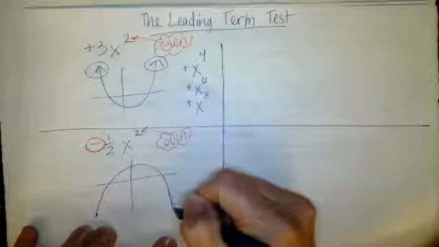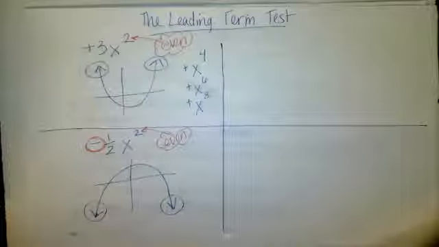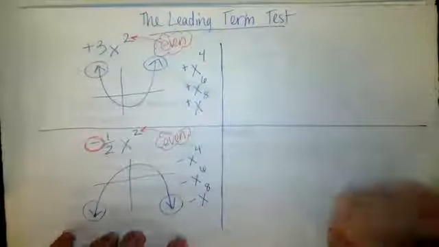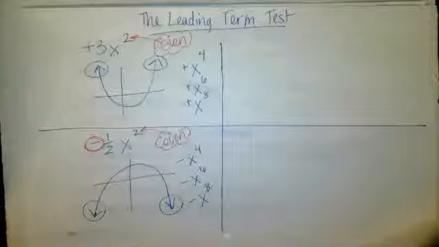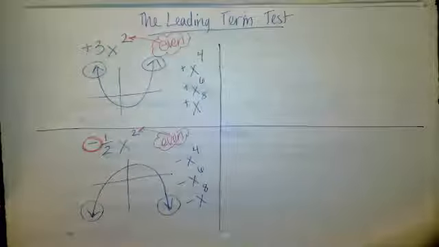Those arrows are still even arrows. They match, but now both of them point down. Even arms with a negative point down. It's the same if it was negative x to the 4th, or negative x to the 6th, or negative x to the 8th, or negative x to the 12th. If it's got a negative in front and an even power, both arms are always going to point down. Craziness happens in the middle, but the arrows still point down. Okay?